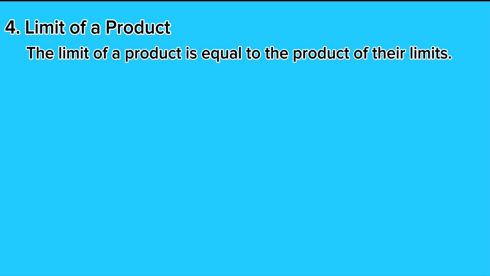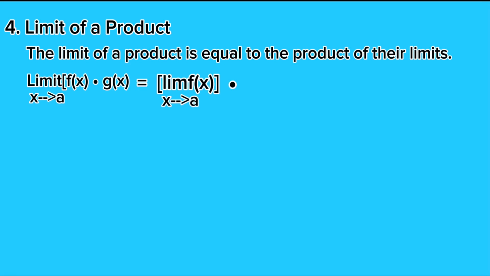Limit of a product. The limit of a product is equal to the product of their limits. The limit of f of x multiplied by g of x as x approaches a equals the limit of f of x as x approaches a, multiplied by the limit of g of x as x approaches a.